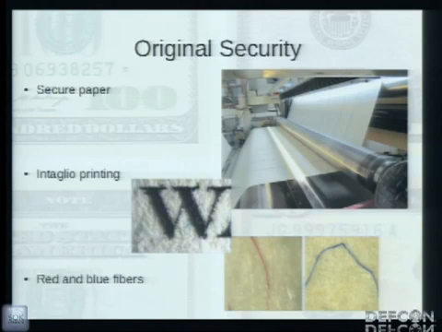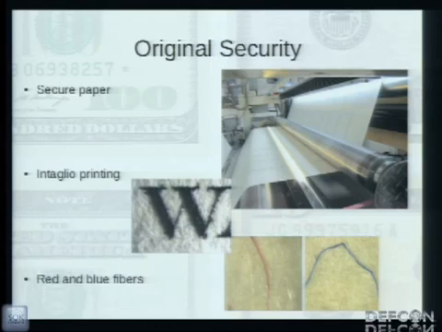Second is the intaglio method of printing. Intaglio is where you engrave an image onto a metal die, and within the press, you fill ink into the recesses, wipe the top of it clean, and then press it into the paper at very high pressure. This gives the image that is printed a raised feel to it that is also readily identifiable.